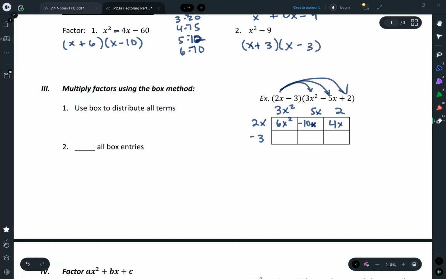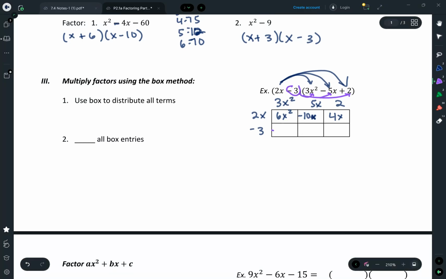Okay, so now I'm going to go through and do the second row. So the second row is the equivalent of taking that -3 and multiplying it by everything, right? And just organizing it in this box. So that's going to give me a -9x squared. So remember, I'm multiplying the 3x squared and the -3. And then -3 times 5x would be a -15x. And then -3 times 2 would be a -6.